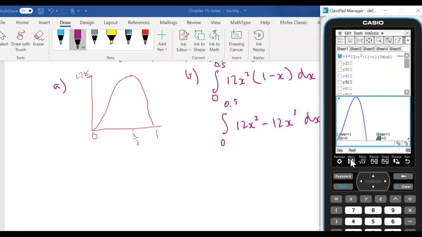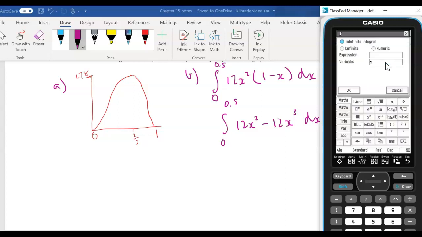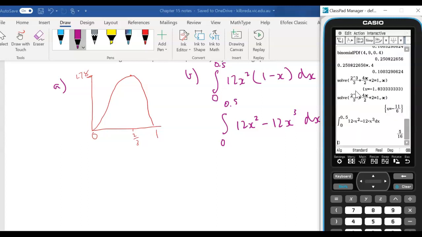All right, let's go to the main. All right, definite integrals. All right, so we've got 12x squared minus 12x cubed, and our lower limit is 0, upper limit is 0.5. All right, and just make sure it's all written there. Okay, so it's 5/16.